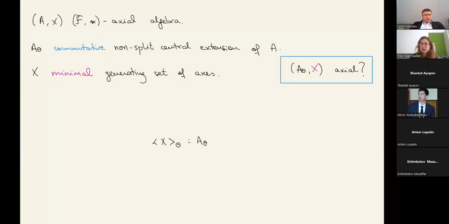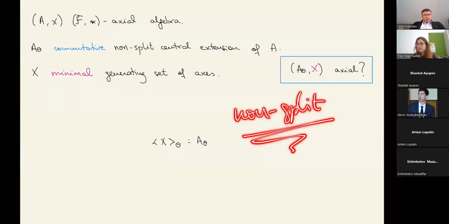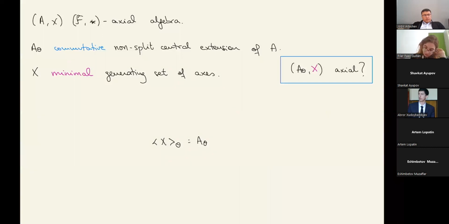Now we know that these are idempotents, but in the definition of axial algebras, we ask these idempotents to generate the whole algebra. And this indeed is going to be the case. This is some technical proof, which tells us that the algebra generated by X in the new setting theta is going to be the whole A theta. And for this, we need explicitly that my extension is non-split.